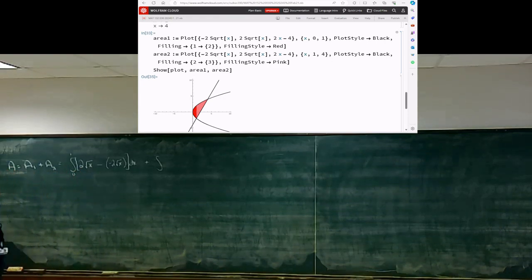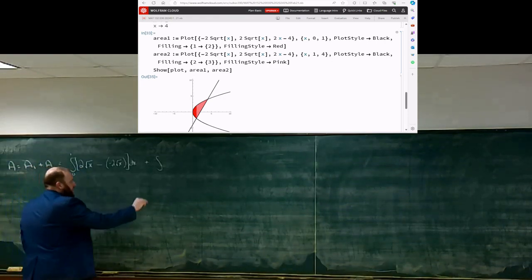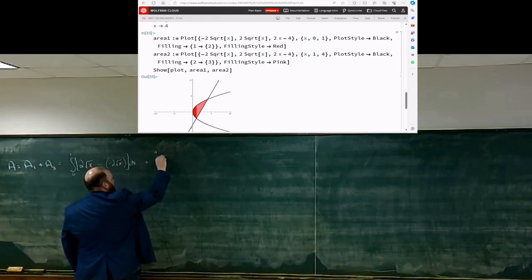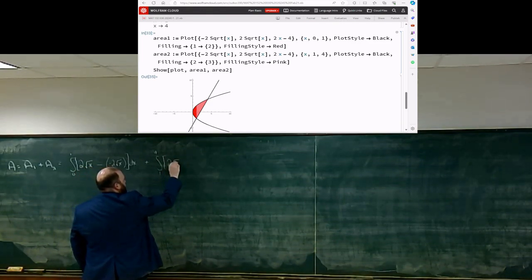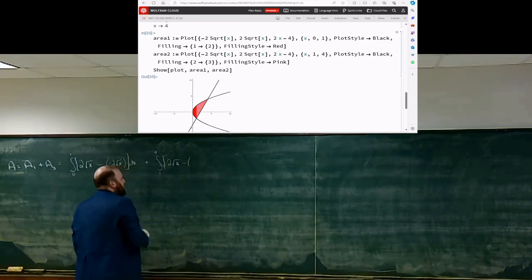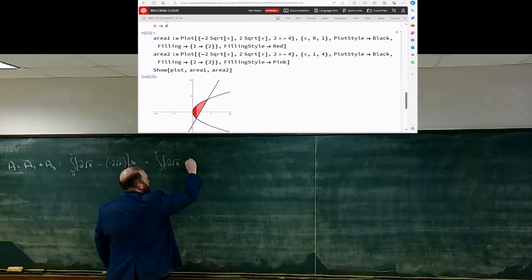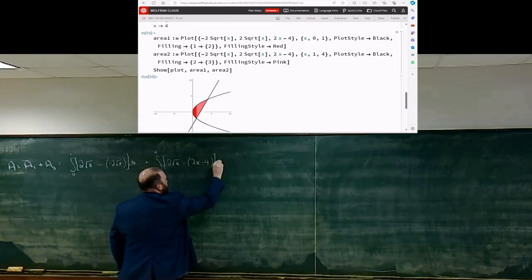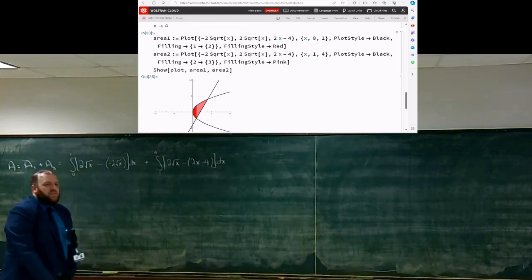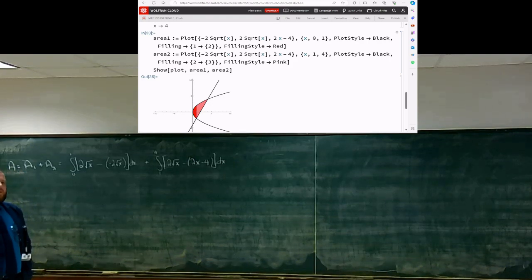Now, second area. 1 to 4. Larger function, 2 root x. Smaller function, 2x minus 4. Now we have to solve both of those integrals.